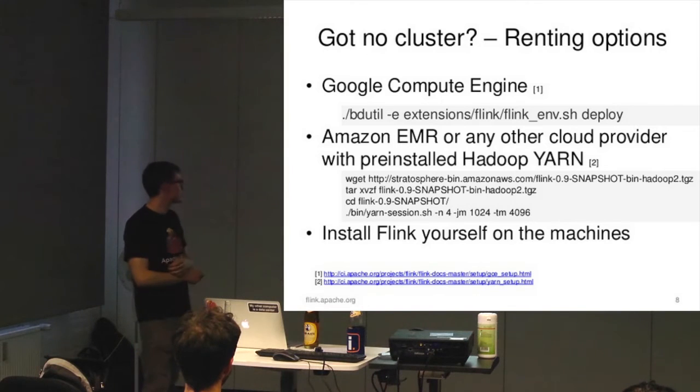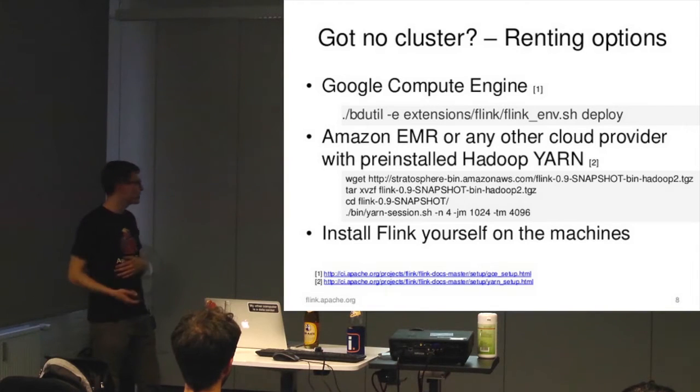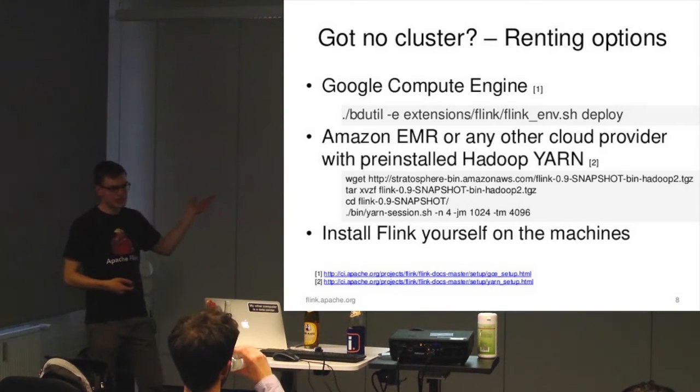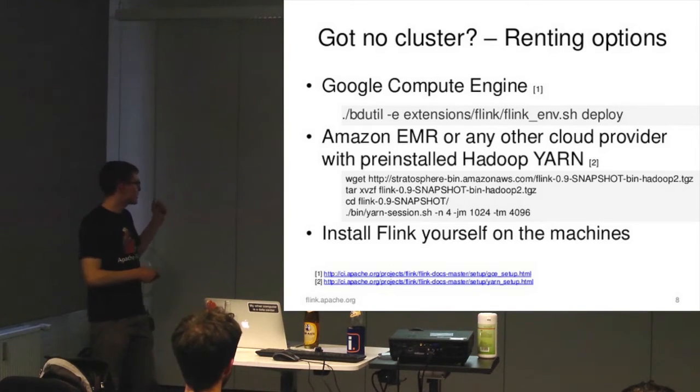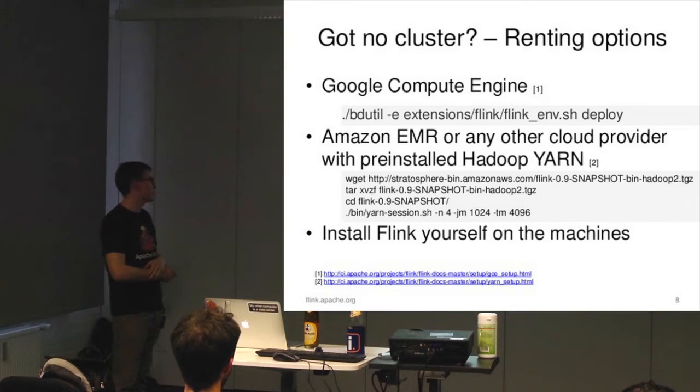For example, Amazon has this Elastic MapReduce offering, and for running Flink there, you just spin up your Elastic MapReduce cluster, and then you need to execute these 4 commands: downloading the Flink archive, unzipping it, going to the directory, and starting a yarn session. So that's a matter of 5 minutes. It's very easy to do.